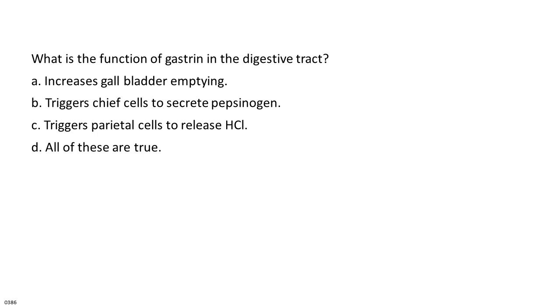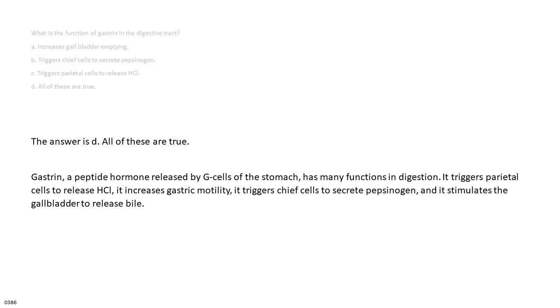What is the function of gastrin in the digestive tract? A. Increases gallbladder emptying. B. Triggers chief cells to secrete pepsinogen. C. Triggers parietal cells to release HCl. D. All of these are true. The answer is D. All of these are true.